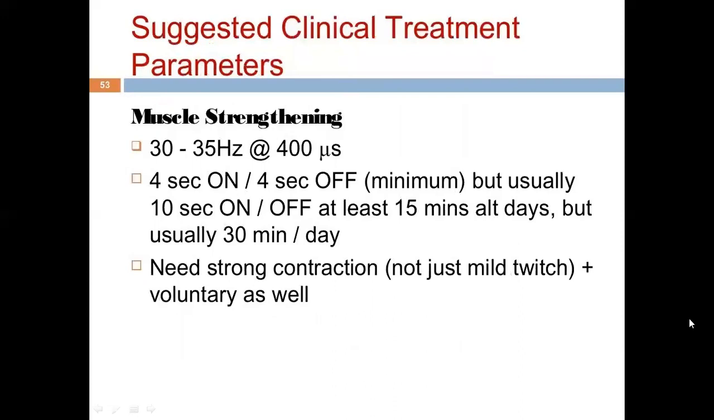Now we'll see the suggested clinical treatment parameters for muscle strengthening. It is 30 to 35 Hz at 400 microseconds. It starts from 4 seconds on and 4 seconds off, the minimum, but usually 10 seconds on and 10 seconds off, for at least 15 minutes on alternate days, but usually 30 minutes per day. It needs a strong contraction, not just a mild twitch, plus voluntary effort as well.